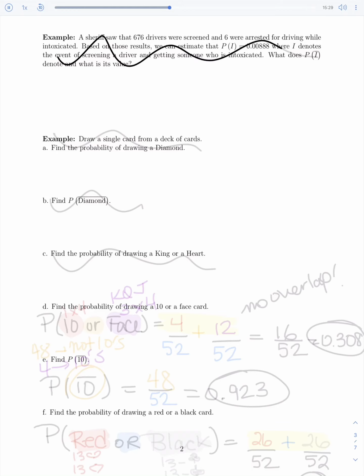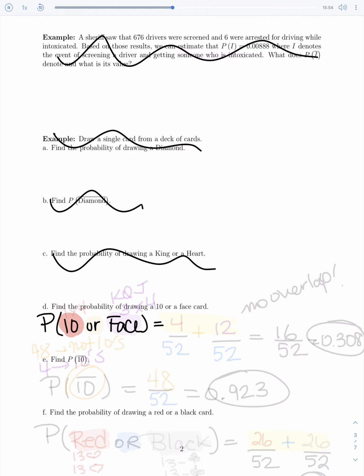Continuing along, let's see where we left off. We left off on part D, where we now want to find the probability of drawing a 10 or a face card. Just like before, we start with the same formula, finding the probability of drawing a 10 first.